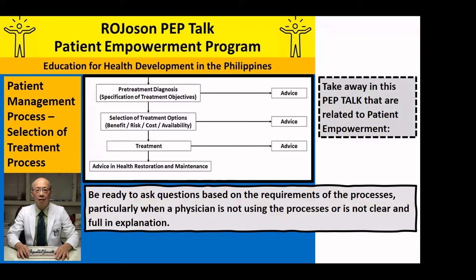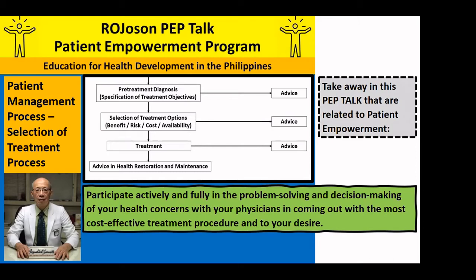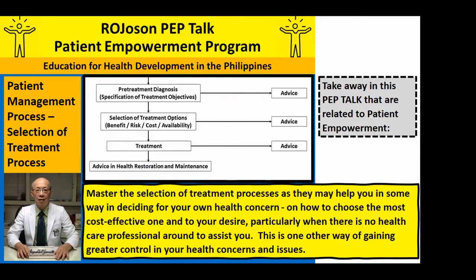Be ready to ask questions based on the requirements of the processes, particularly when the physician is not using the processes or is not clear or full in explanation. Participate actively and fully in the problem solving and decision making of your health concerns with your physicians in coming out with the most cost-effective treatment procedure and to your desire. Master the selection of treatment processes as they may help you in some way in deciding for your own health concern on how to choose the most cost-effective one and to your desire, particularly when there is no healthcare professional or physicians around to assist you. This is one other way of gaining greater control in your health concerns and issues.